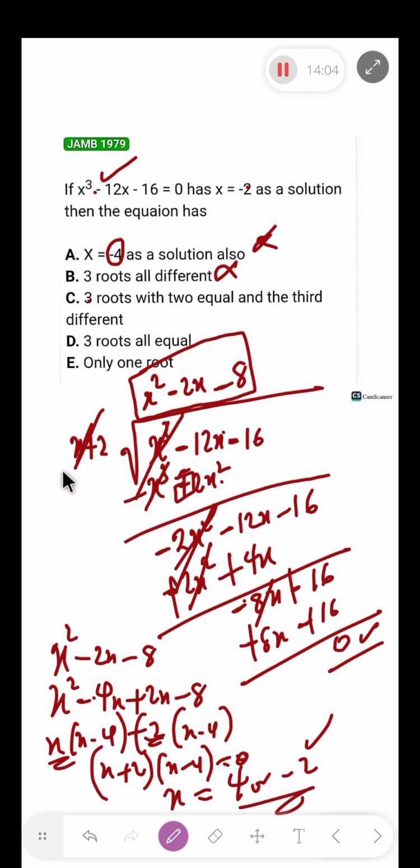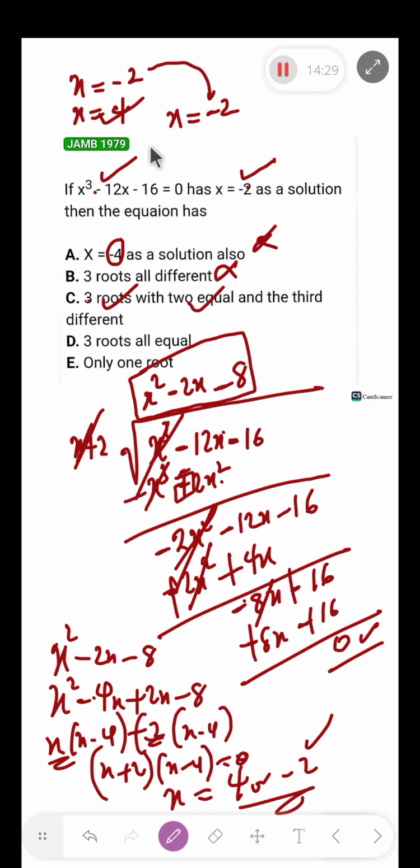Because in summary, I have x equals minus 2 initially. This is the first one. After solving, I have my second answer as 4. And then after it, I have x equals minus 2 again. I have 3 roots. This is correct. With 2 equal roots, which is also correct. And the third is different, which is also correct. So C is the correct answer to this question. Please take note of that.